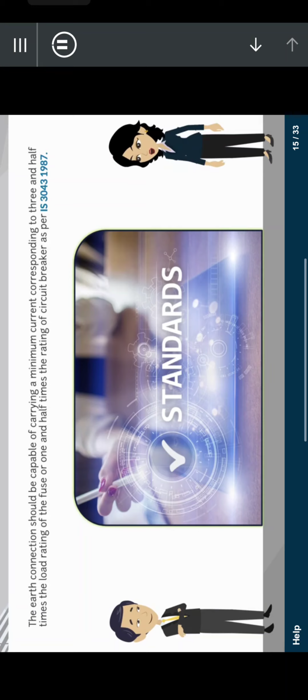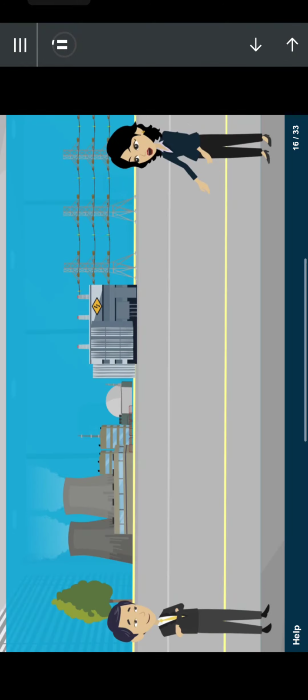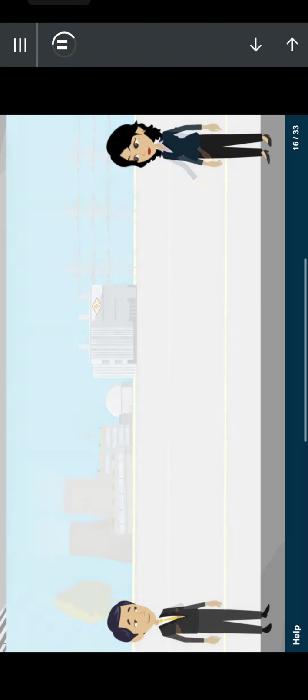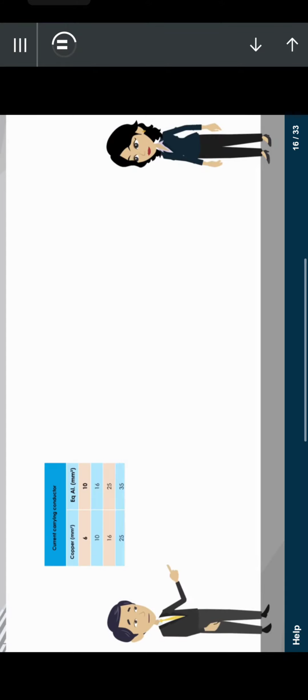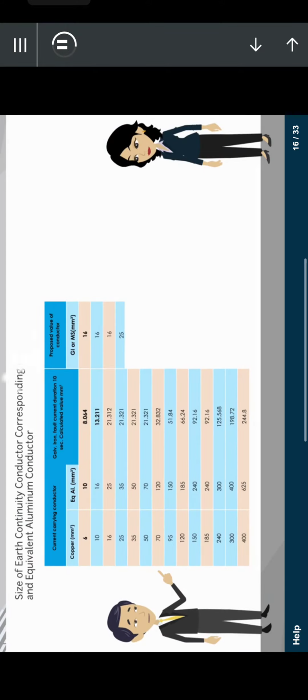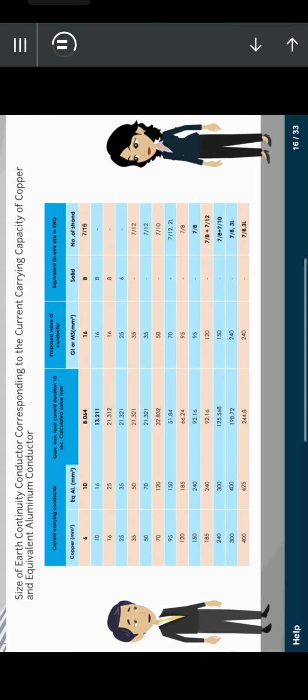Okay, let us continue to the next screen to learn further. Welcome. So Mayank, in the previous screens, you mentioned the different dimensions of the earth continuity conductor for aluminium and copper wires. Are the dimensions based on any calculation or specifications? Yes, Surabhi, you are right. Look at this table. It talks about the size of earth continuity conductor corresponding to the current carrying capacity.